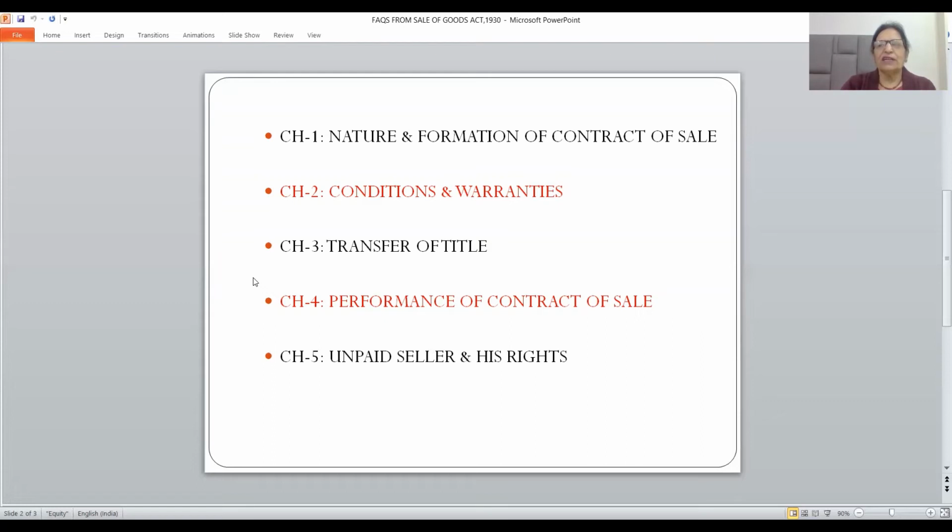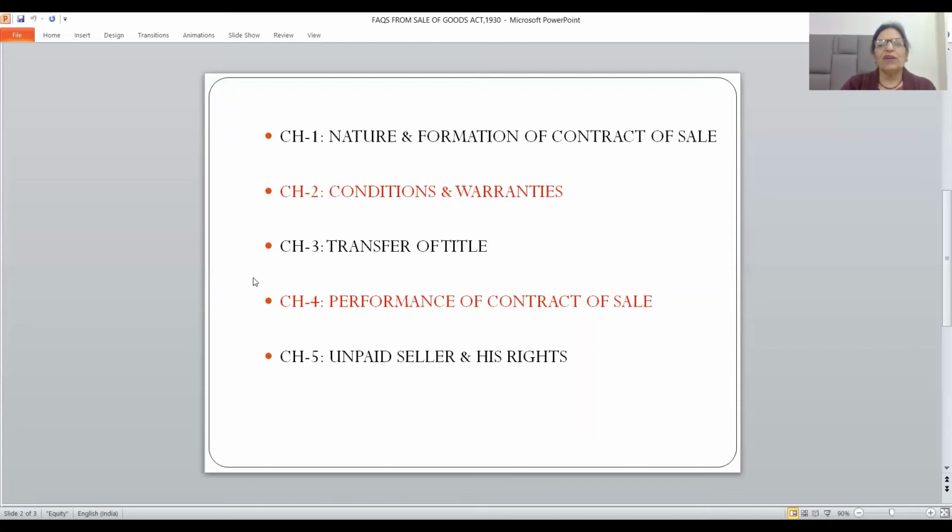Say he ordered 10 Acer computers. They are not Acer. A different brand has been supplied by the seller to the buyer. Out of 10, he has accepted 5, and the contract is entire, we are presuming. Then the remaining 5 also he will have to accept. And then he can claim damages. So breach of condition will be taken as a breach of warranty.